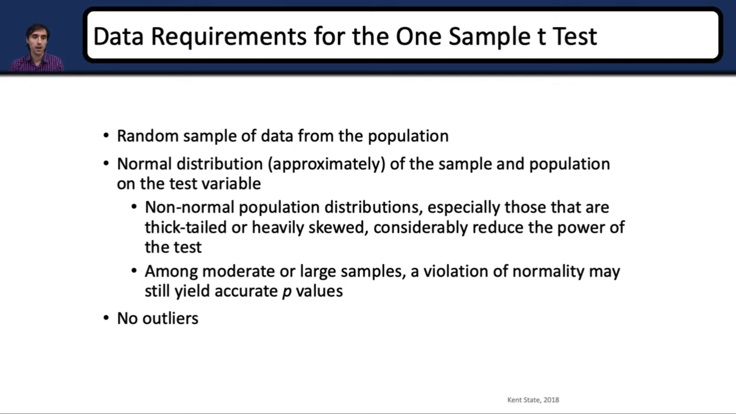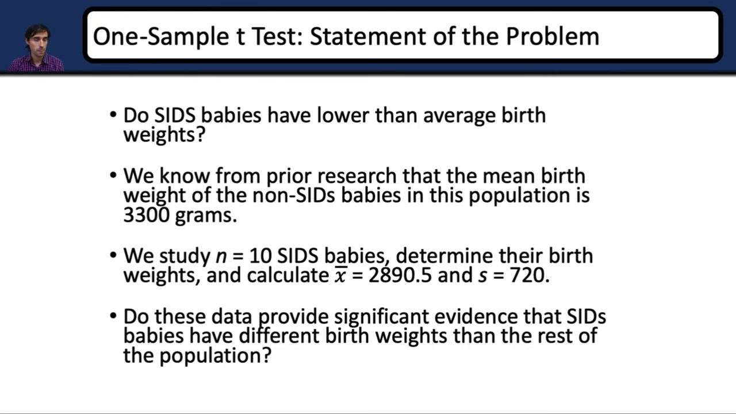So among the moderate and large samples, a violation of normality may still yield accurate p-values. So we'll go over that, and again, that's kind of a case-specific thing, as well as what the literature says. So I'll put an asterisk there too.